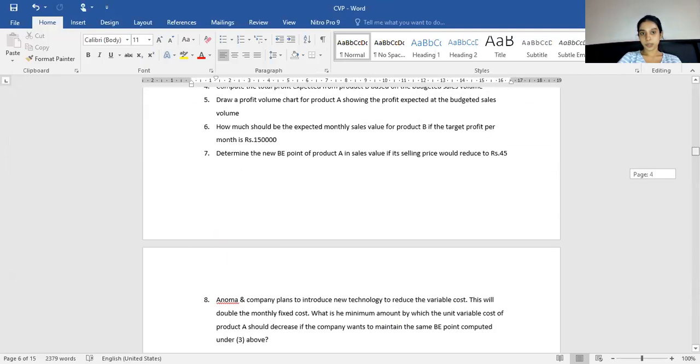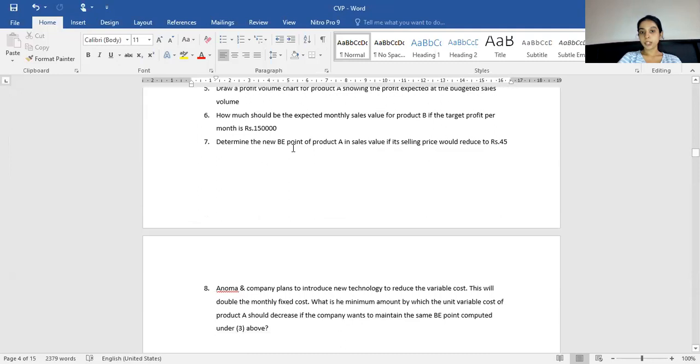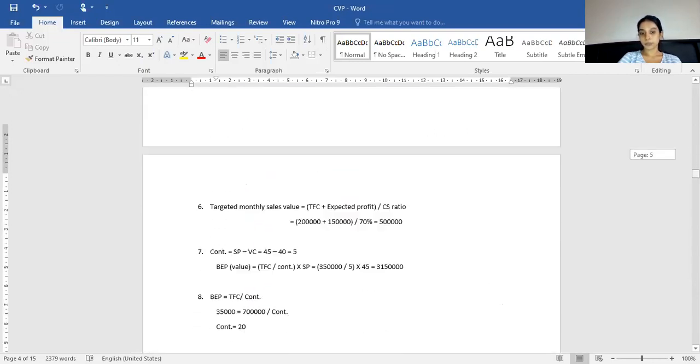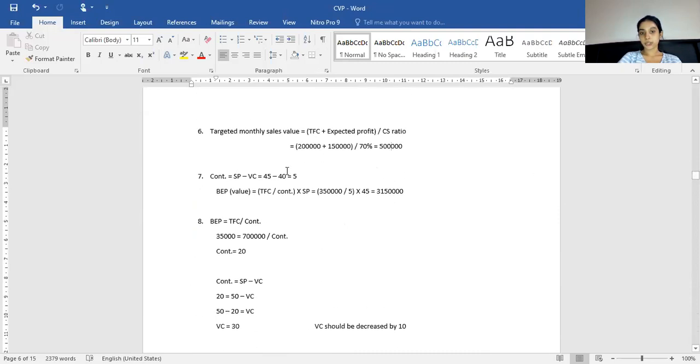And then the next one. Determine the new break-even point of product A in sales value if its selling price would reduce to 45. So we have to recalculate the contribution. Now the selling price has been decreased to 45. Variable cost will remain constant, so our contribution will be 5 per unit. Total fixed cost will remain constant.